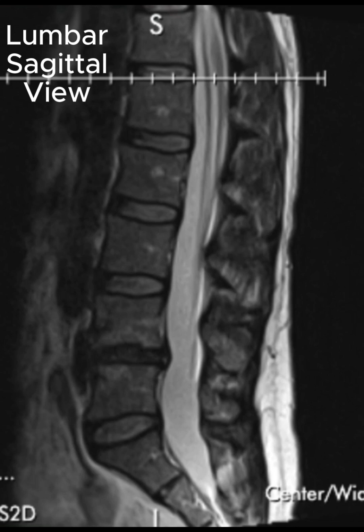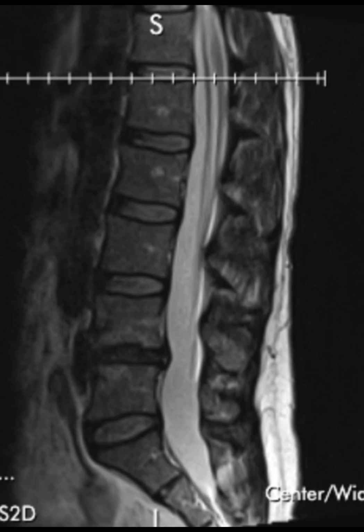An MRI of the lumbar spine of a fairly young person. This is a sagittal view, a T2 sagittal view of the lumbar spine. This over here is the front. This is the back of the spine. You can see the L5 vertebrae, L4, L3, L2, and then L1.